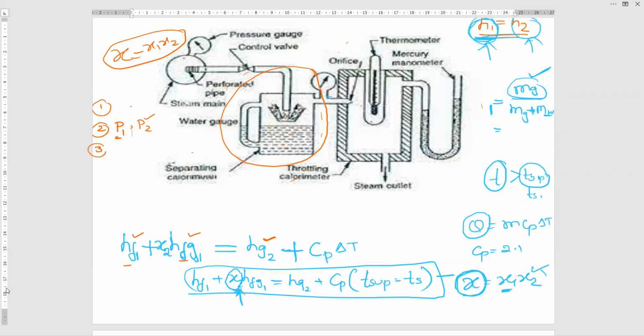The third point: the entire experimental work is used for determining the dryness fraction of the steam. How to determine the dryness fraction of the steam? That is x is equal to x1 into x2. So here there are two terms, x1 and x2. X1 is the dryness fraction measured by the first part, the separating calorimeter. X2 is the dryness fraction measured by the second part, the throttling calorimeter. Once you get the two values, we multiply them with each other, and then you will get the total dryness fraction. That is the third point.